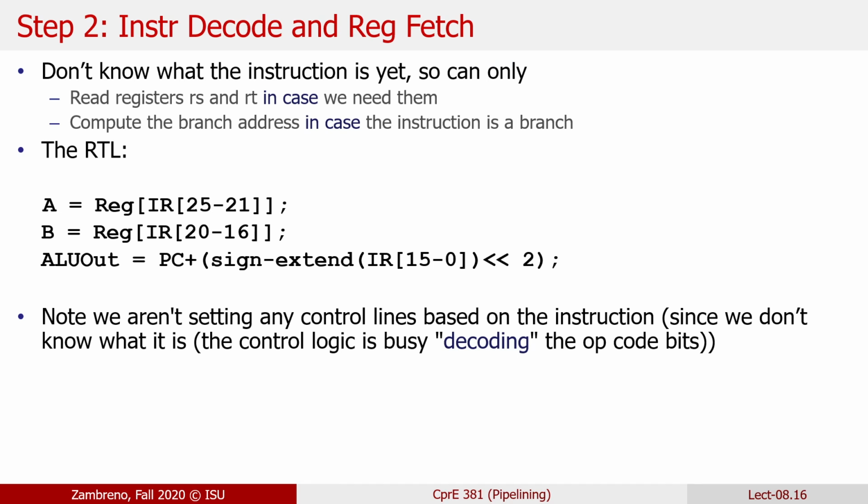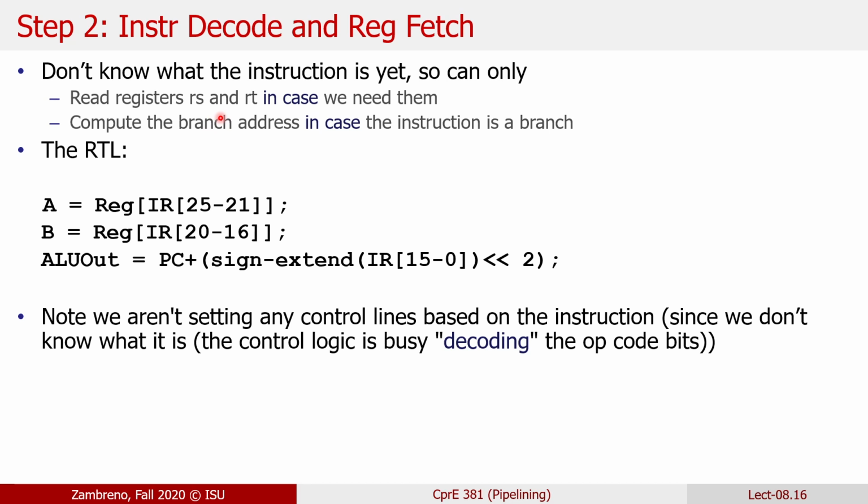There's a couple things we can do in this stage. We don't actually know yet what the instruction is. We haven't completed our instruction decode, but there's no harm in reading from our registers. Our RS address in the register file, our RT address in the register file, read them in case they're needed. And similarly, we have the ALU. We don't know really what to do with it yet for our actual instruction.